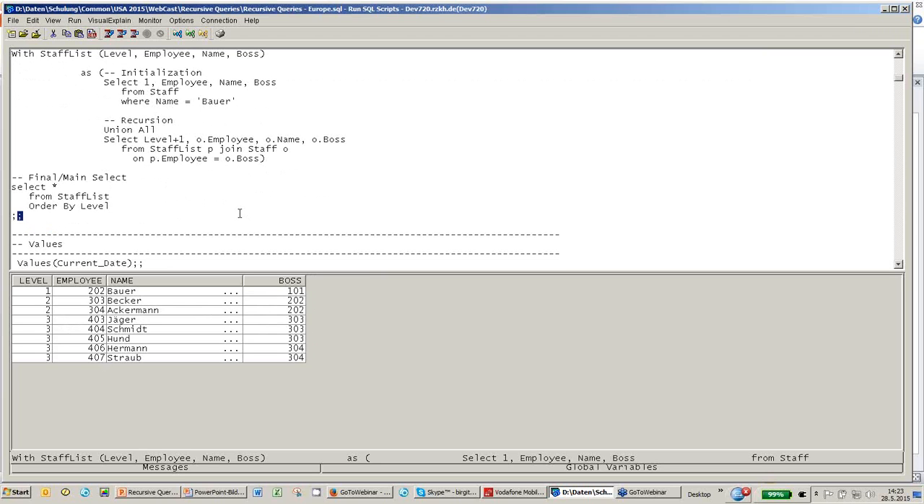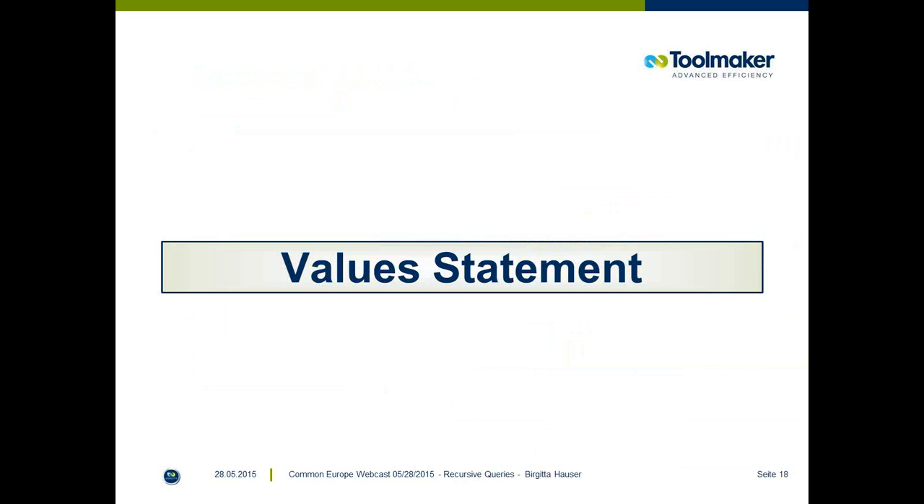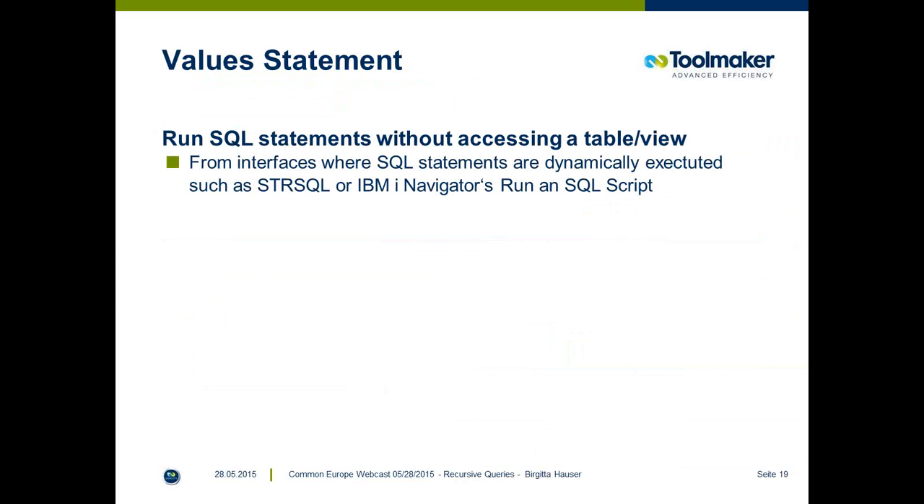And now I just want to show you a few examples of what you can do with such common table expressions. But before I go there, because I used it, I will explain the values statement. The values statement is a statement with which you can execute, for example, a scalar function, or test a user-defined function, or test a special register, etc. So you simply specify values and enter the information you want to execute, and that's it.